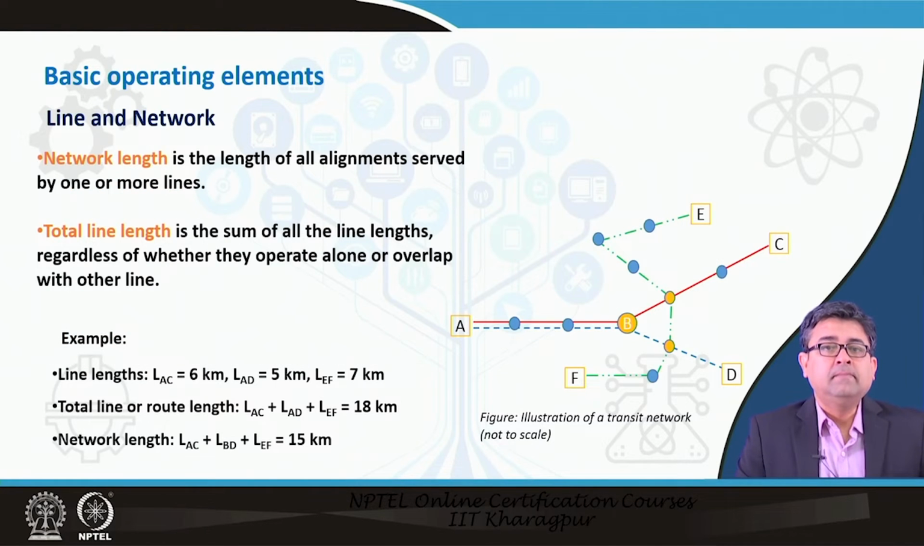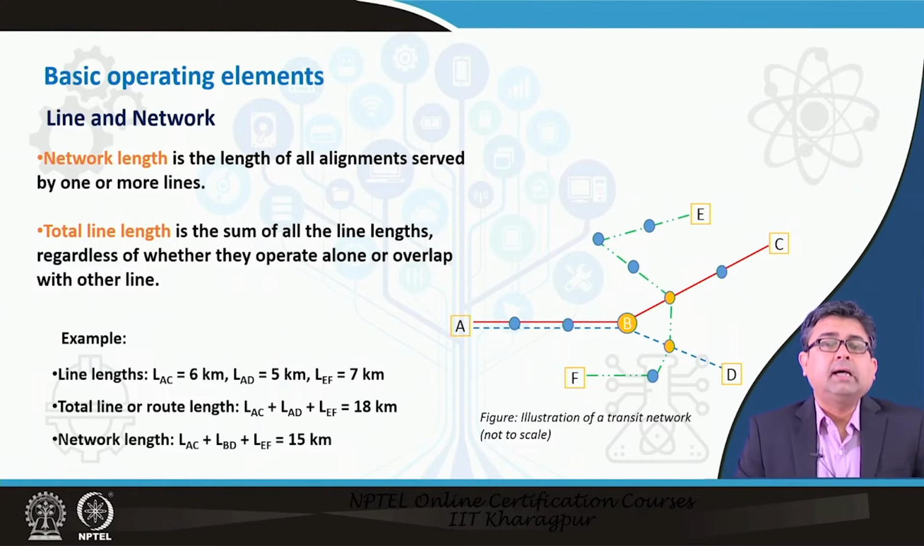So, moving on, next is what is called the network length. Now you know the line length. In a similar way, you now have to determine the entire length of your network within the city. The network length is intuitive and easy to define: it is the length of all alignments served by one or more lines. So, you have multiple lines, and the network length is the length of all of those lines added together.